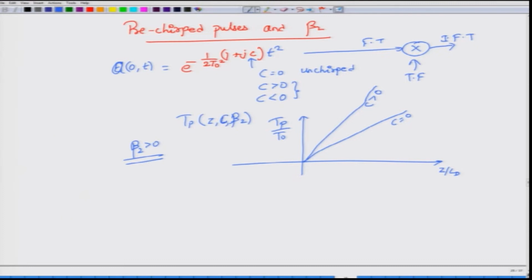What would you expect? It turns out that the pulse width actually decreases below that of the initial pulse width T0 for a certain distance. This distance we call z min. Normalized, you can write this as zeta min, where zeta is by definition z by Ld. So, at a certain initial distance of propagation, the pulse width actually reduces and then increases. This is a very interesting phenomenon.